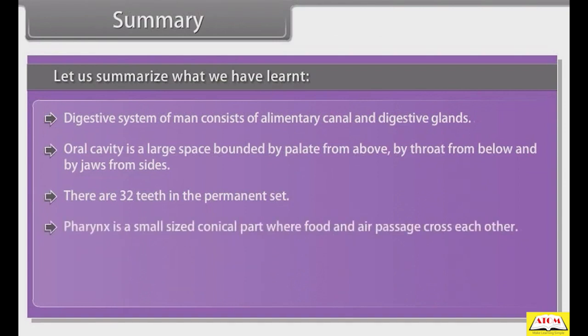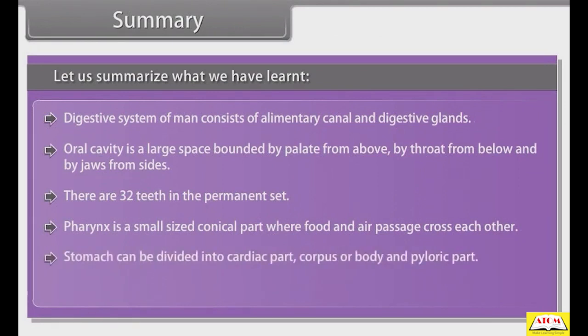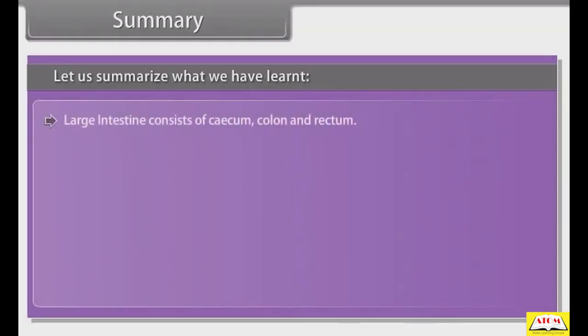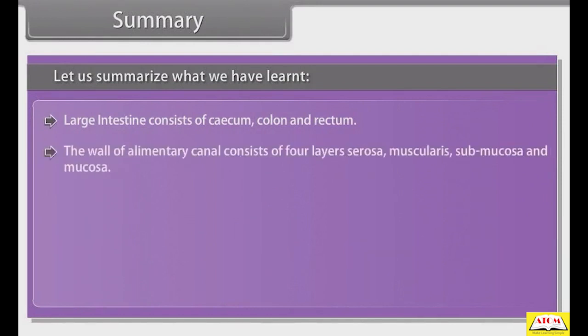Pharynx is a small-sized conical part where the food and air passages cross each other. The stomach can be divided into the cardiac part, corpus or body, and pyloric part. The small intestine consists of duodenum, jejunum, and ileum. The large intestine consists of caecum, colon, and rectum. The wall of the alimentary canal consists of 4 layers: serosa, muscularis, submucosa, and mucosa. Digestive glands: salivary glands, liver, and pancreas.